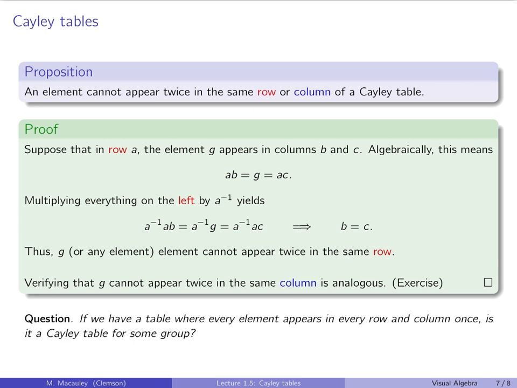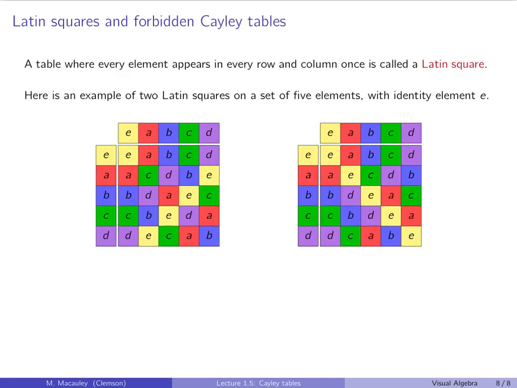Let me now pose a question. Suppose we have a table where every element appears in every row and column exactly once. Is it necessarily a Cayley table for some group? Well, the answer is no, because we need there to be an identity element. But what if I also say that there is an identity element? Well, a table where every element appears in every row and column has a name. This is called a Latin square.